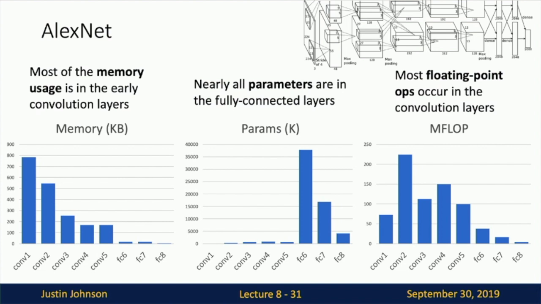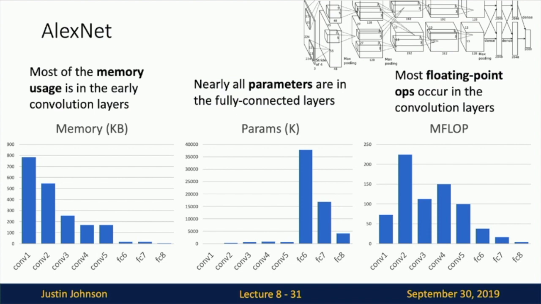Now, if we look at the middle plot, this shows the number of parameters in each layer. And this shows the opposite trend from compute. This shows that the convolutional layers have very, very few parameters, whereas the fully connected layers take a very, very large number of parameters. And the layer with the single largest number of parameters is that very first fully connected layer that happens after the flattening operation.